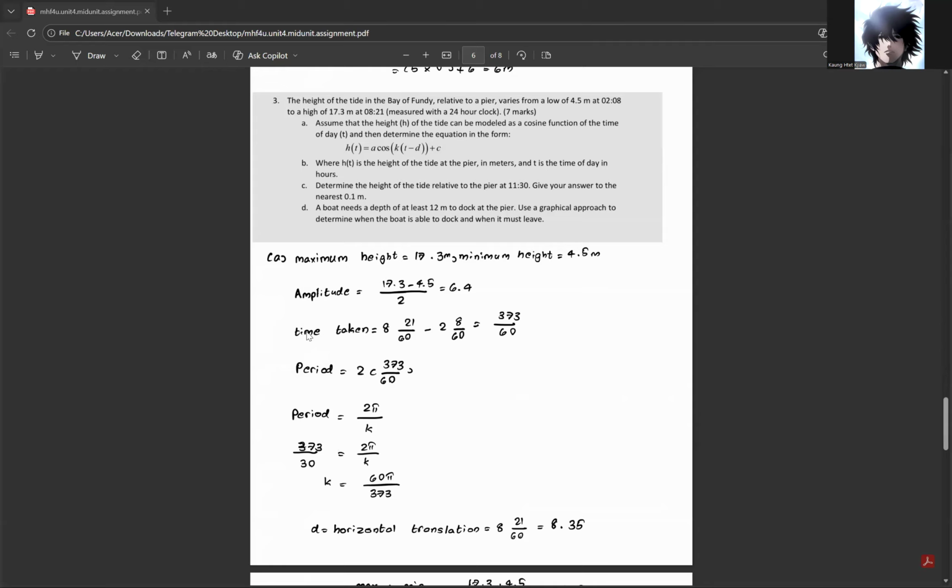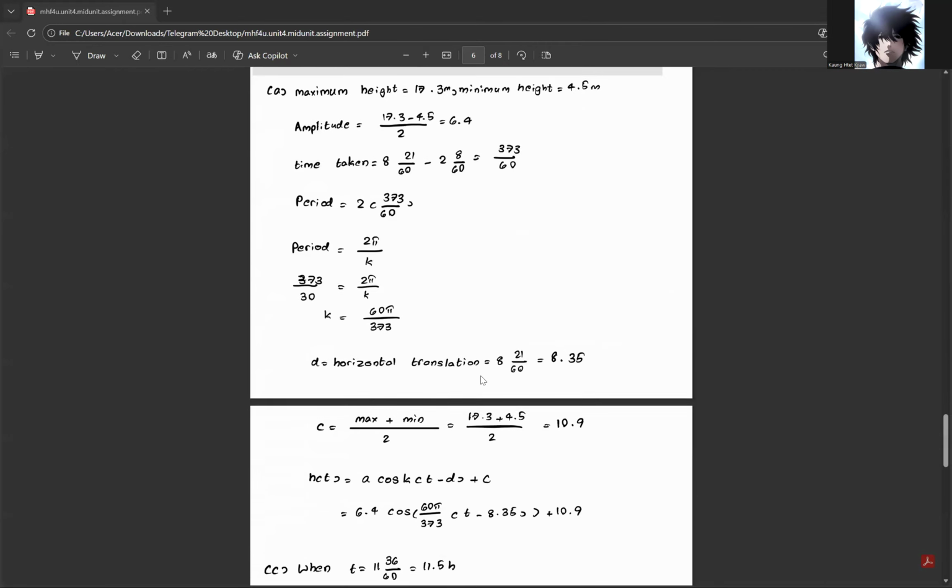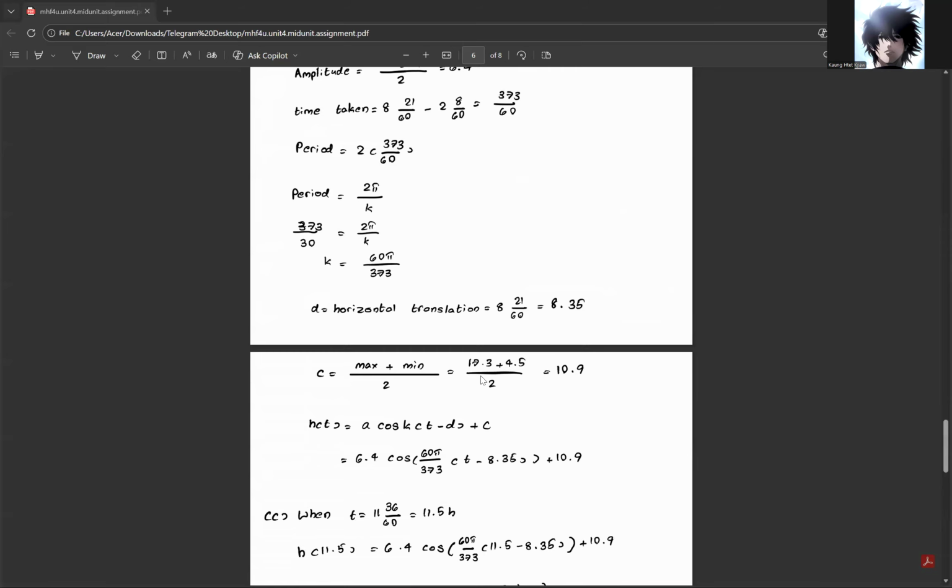For the period, the time from the low tide to the high tide is 6 hours and 13 minutes. That represents half of the cycle, so the full period is approximately 12.44 hours. Using the formula k equals 2 pi divided by 12.44, which is approximately 0.505.